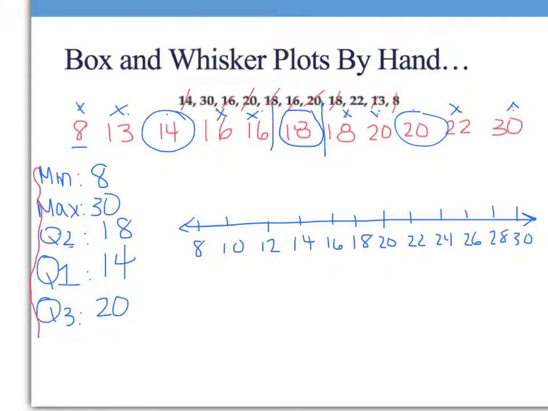So now what you're going to do is put a dot above each one of these particular pieces of information. So there's a dot above 8 and a dot above 30. There's a dot above 18, and there's a dot above 14, and there's a dot above 20. So basically what you do is you connect the 3 dots for your quartiles, and you draw a line through each of them. And then you connect the minimum and the maximum. And there is our box and whisker plot.